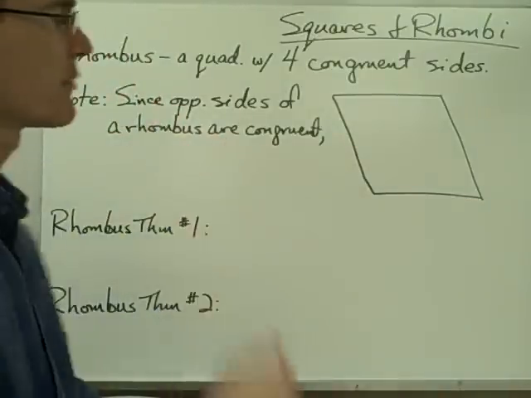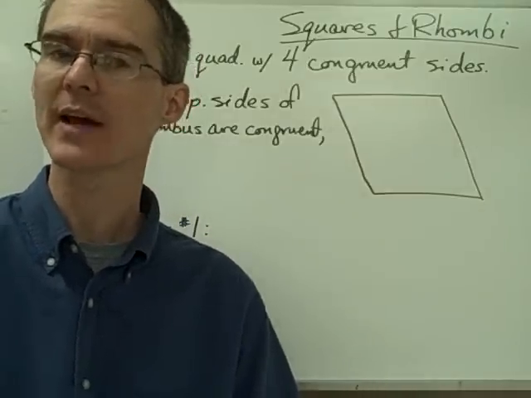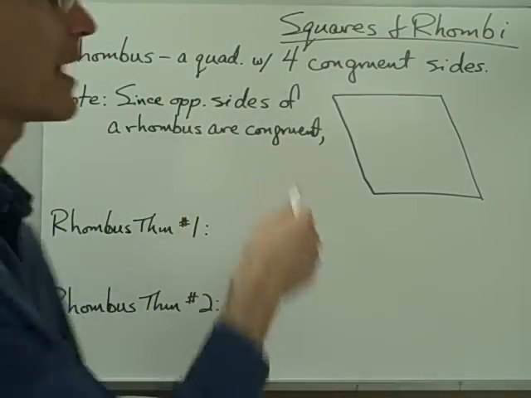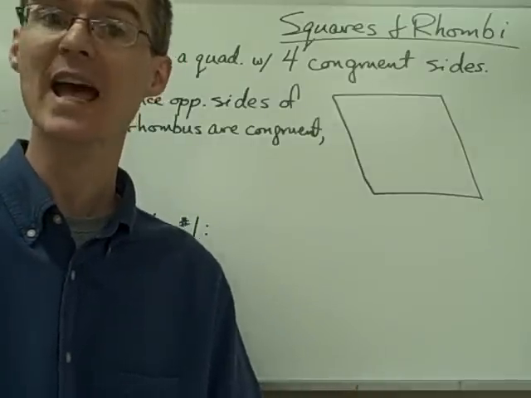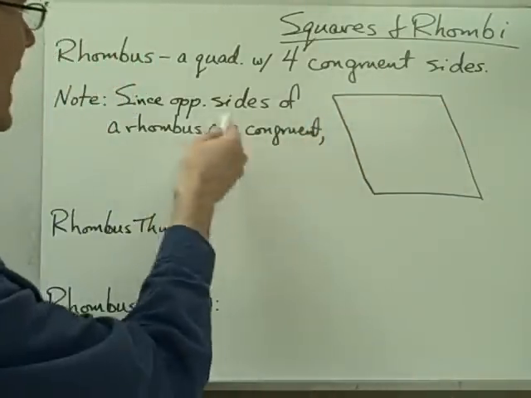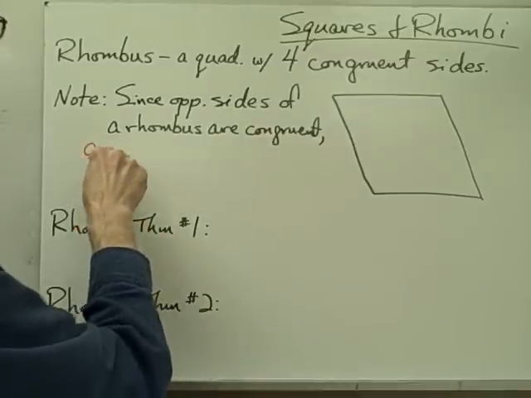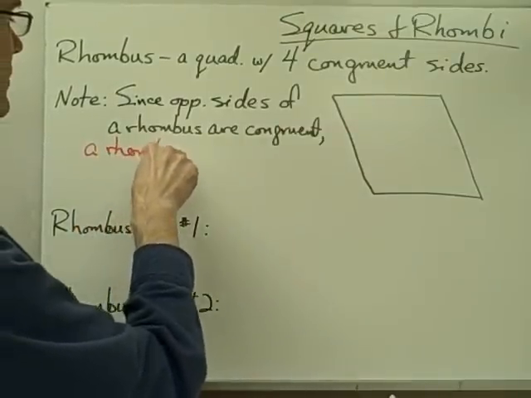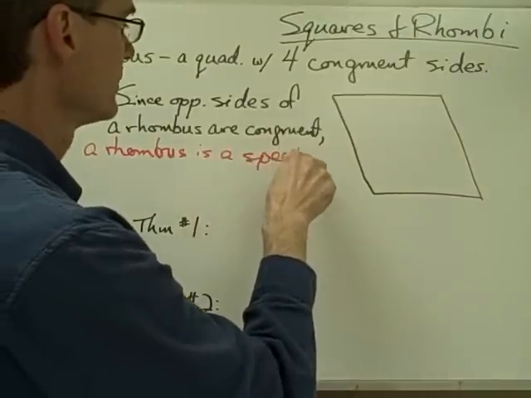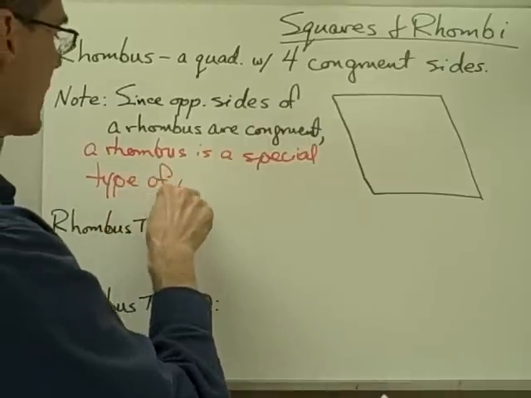And since opposite sides of a rhombus are congruent, it happens to fit into a category of another type of quadrilateral that we've already talked about, which is a parallelogram. Remember that one of the properties of parallelograms, one of the theorems that we have, says that for a parallelogram, opposite sides are congruent. Well, since we have this figure here with opposite sides congruent, that means a rhombus is a special type of parallelogram.